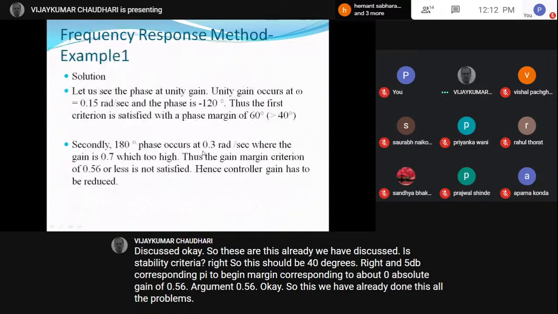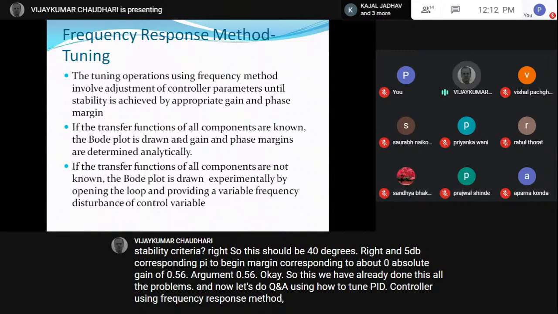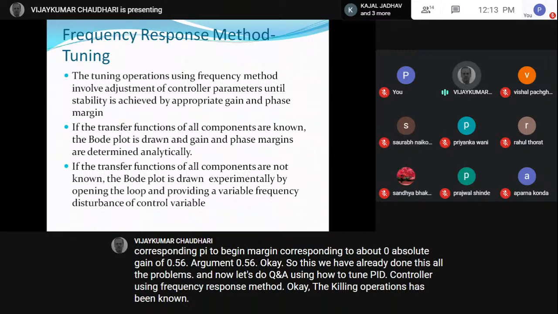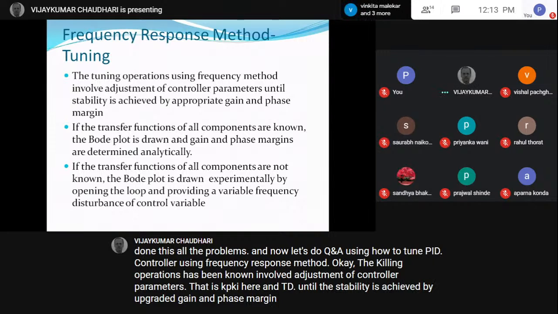And now let's do tuning, how to tune a PID controller using the frequency response method. The tuning operations, as we know, involve the adjustment of controller parameters, that is KP, KI, and TD, until the stability is achieved by appropriate gain and phase margin. So our criteria will be the gain margin and phase margin.